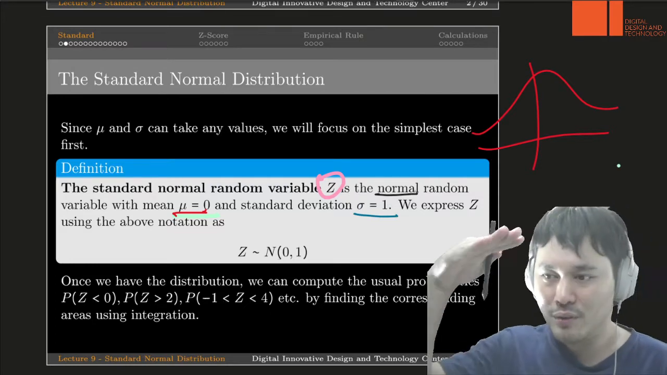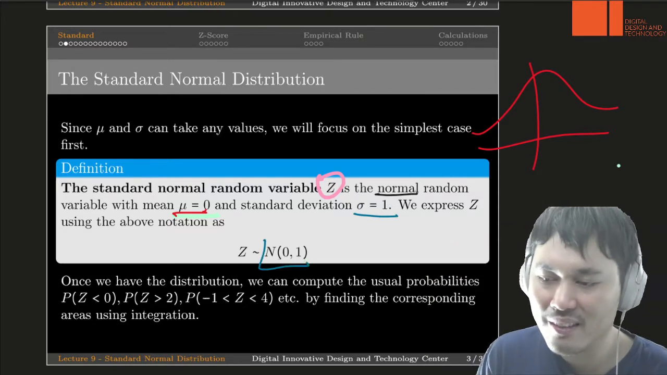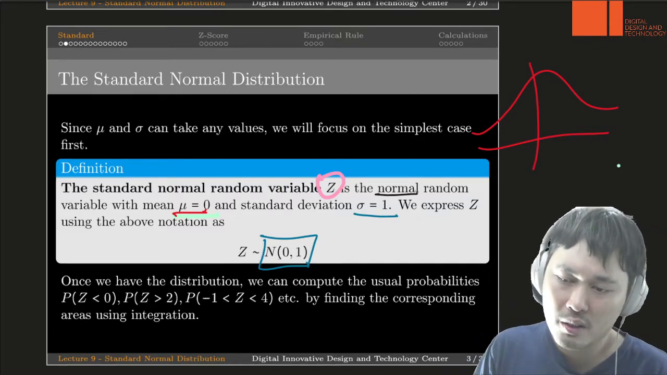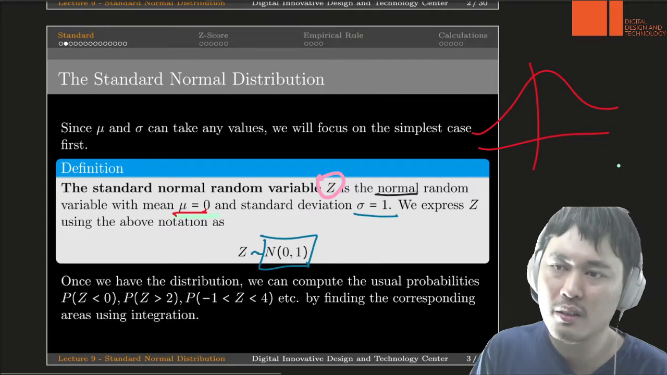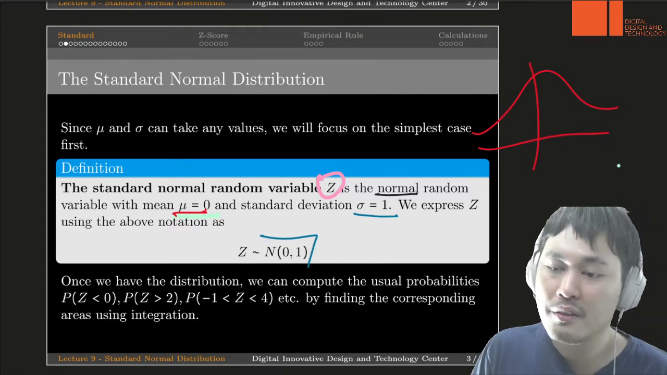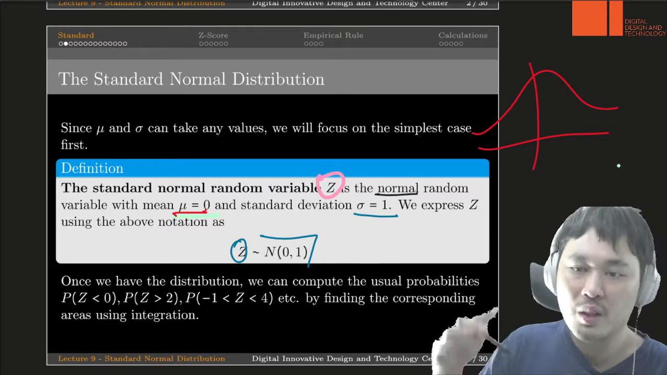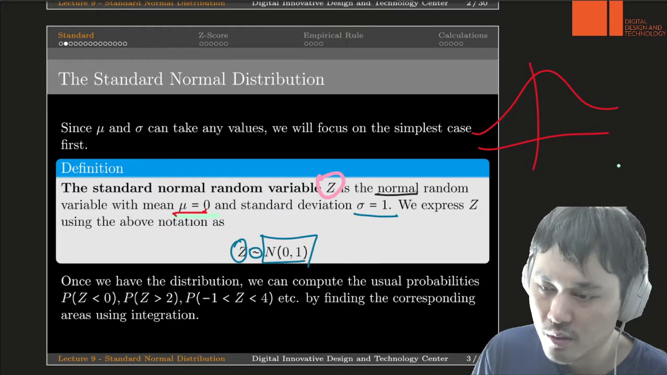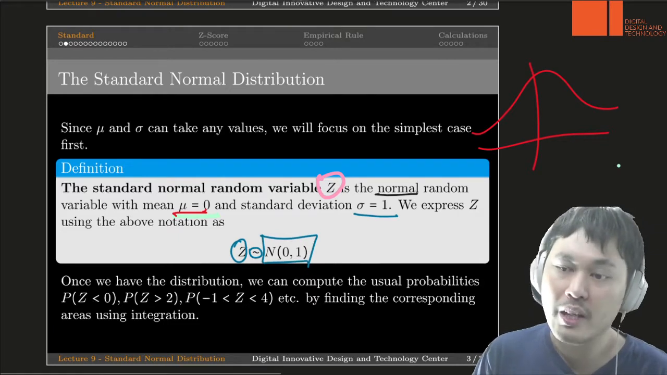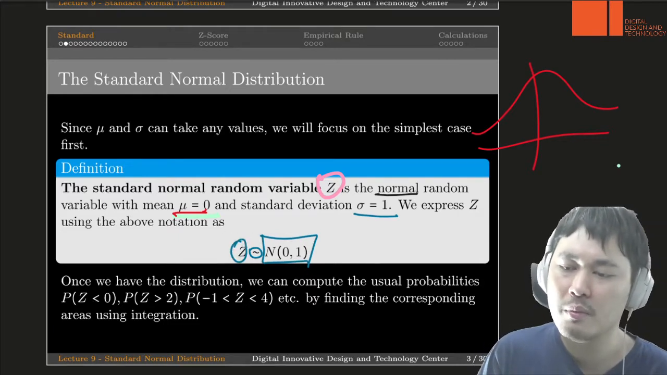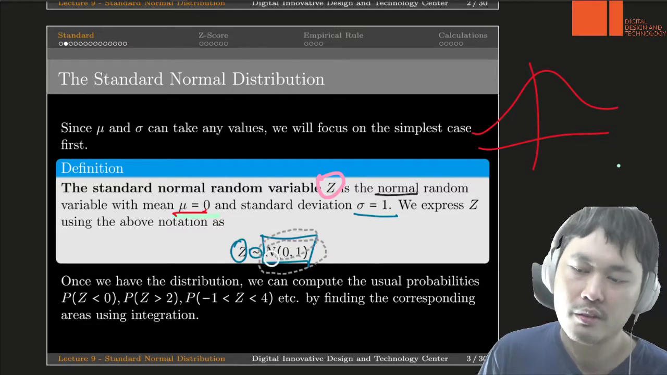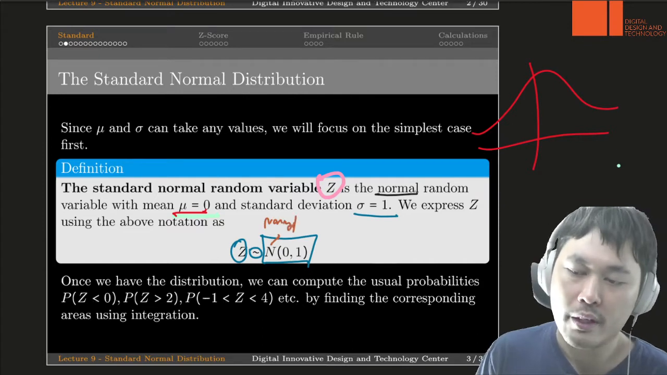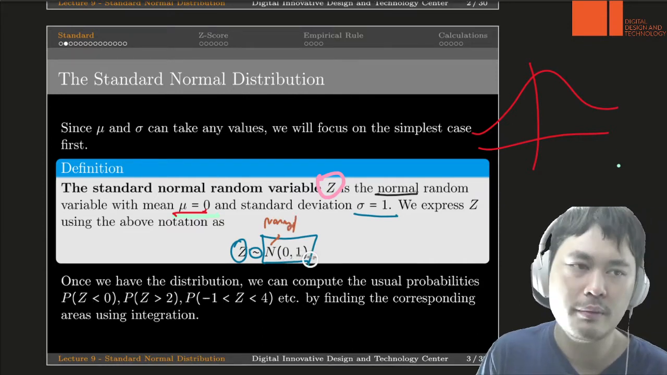Instead of writing this whole sentence, we abbreviate it using this notation, similar to the notation we used before. We are saying that z, whatever z we define in the first place, follows this distribution. The behavior of that random variable is this distribution. This letter stands for normal. Then we have mu and sigma as 0 and 1.